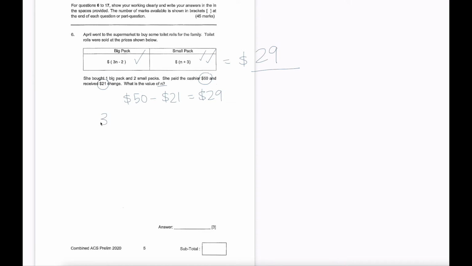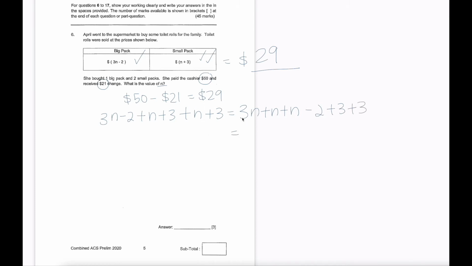Okay, so one big pack is 3N minus 2, and we have 2 small packs. This is one small pack, N plus 3, and this is the other small pack, N plus 3. One thing that you should do is to merge all the algebra together first, group it together, and then group the numbers together. So that's how I'm going to do it. 3N plus N, minus 2 plus 3 plus 3.